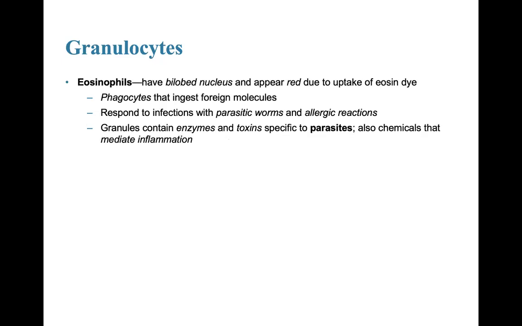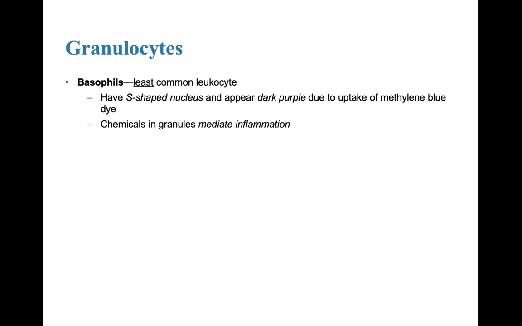The eosinophils have bilobed nuclei, and they appear red to dark red due to the uptake of the eosin dye. Eosinophils are also phagocytic cells that ingest foreign molecules. They are particularly important for parasitic worms or allergic reactions. And the granules from the eosinophils will contain enzymes and toxins that are specific to parasites. Also, chemicals that mediate inflammation. You'll see most of these are actually going to trigger or mediate an inflammatory response.